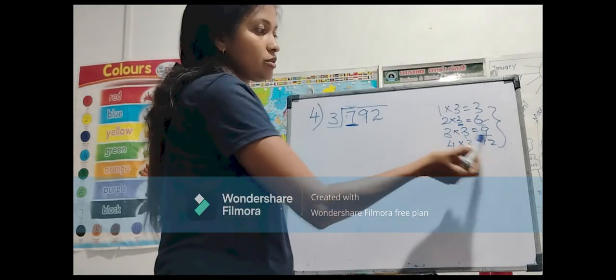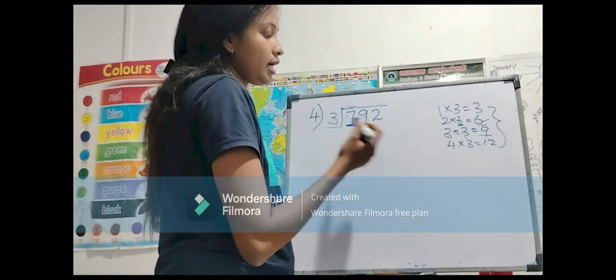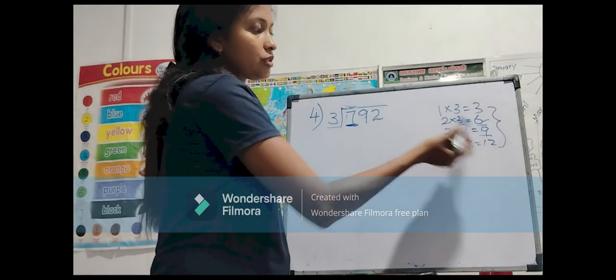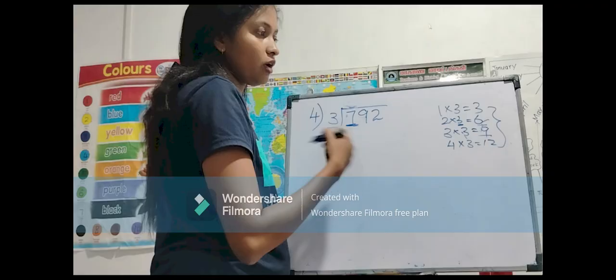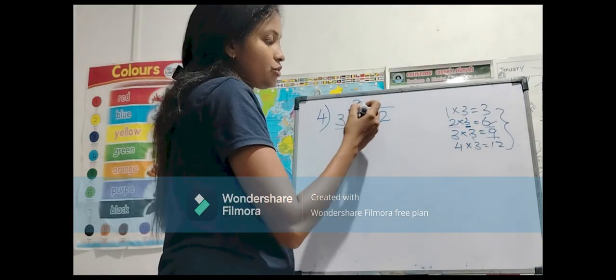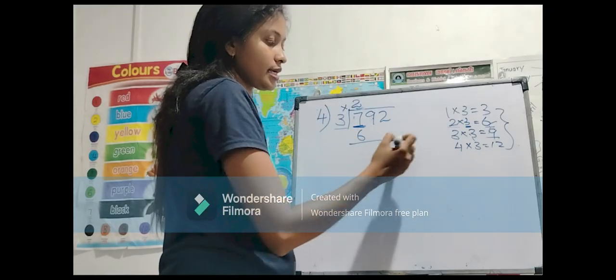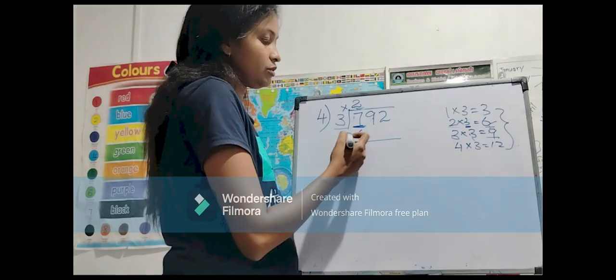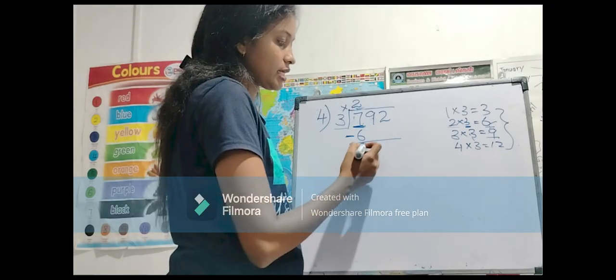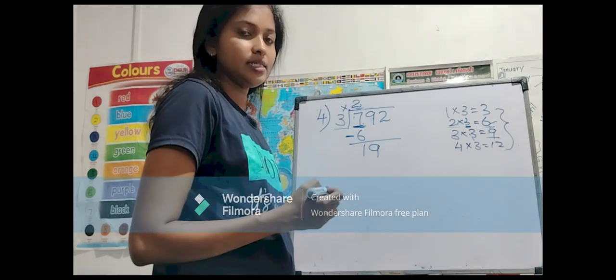What is near to this number? 6 and 9, right? Then that number should be lower than this number. What is the answer? 2. Then 2 times 3 is equal to 6. Then you want to subtract 7 by 6. 1 is remaining here. You want to take this 9 below.